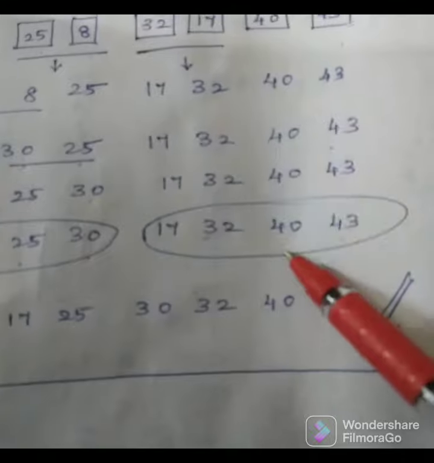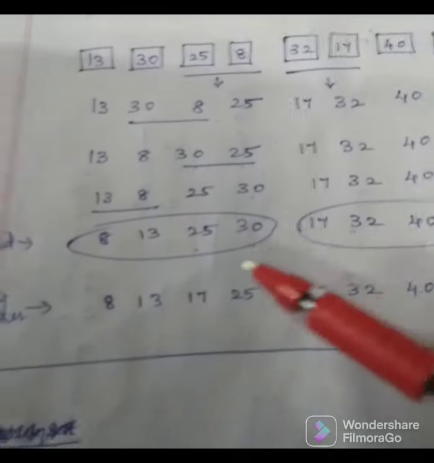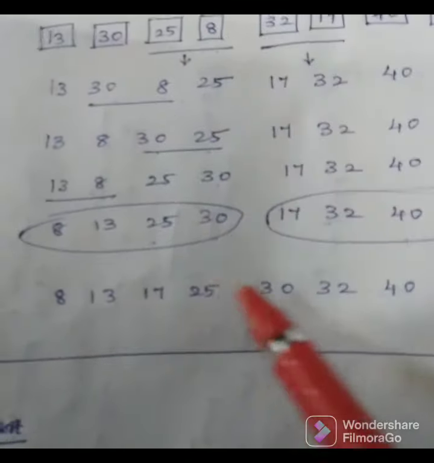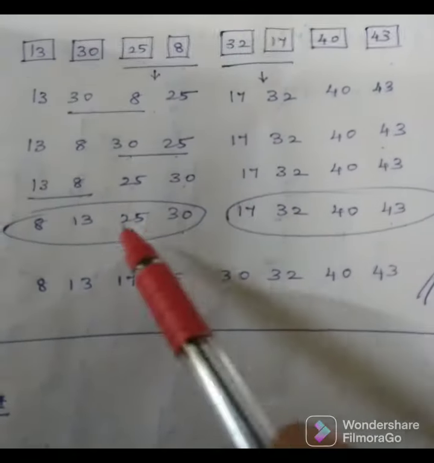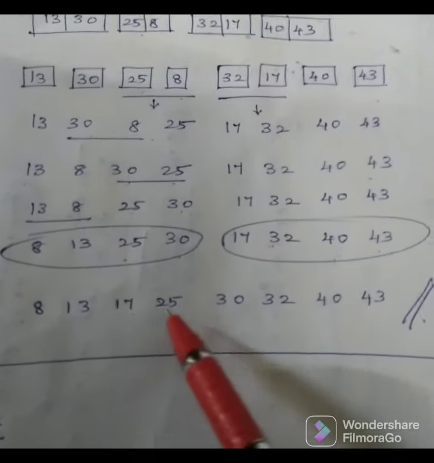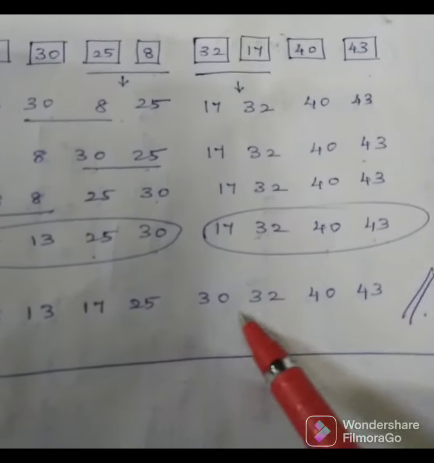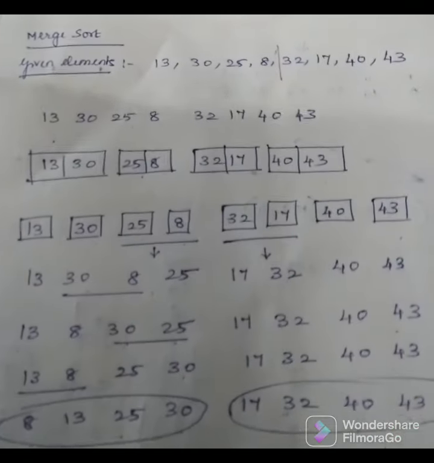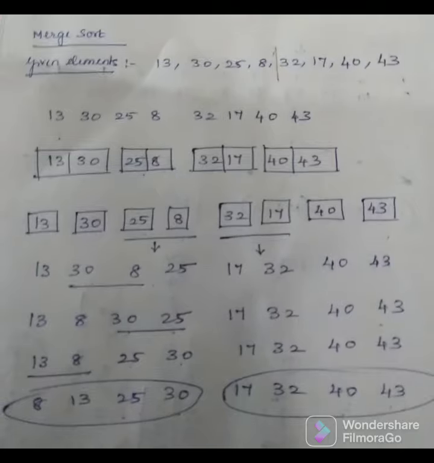So, it's over. Now what do we need to do? We need to do merging. Sorting and merging together, we will get the final value, that is 8, 13, 17, 25, 30, 32, 40 and 43. This will be the example for merge sort.